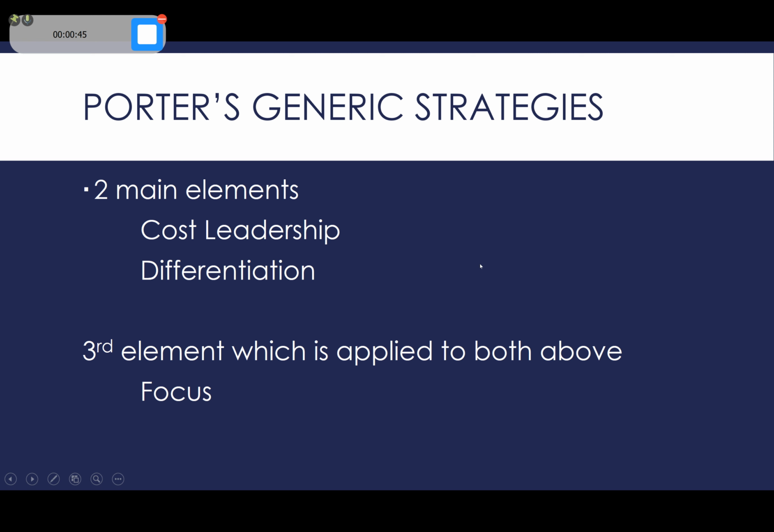So there are two main elements to the theory. One is a cost leadership strategy, or the other option would be a differentiation strategy. And I'm going to go into those in a little bit more detail. But a third element that you have to be aware of as well is a focus. And that's looking at how much of a market there is for the products or services that the company are offering. So I'll go into that in a little bit more detail, but this focus idea, or market share, if you like, applies to both cost leadership and to differentiation.